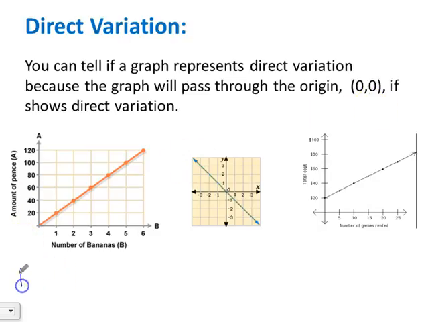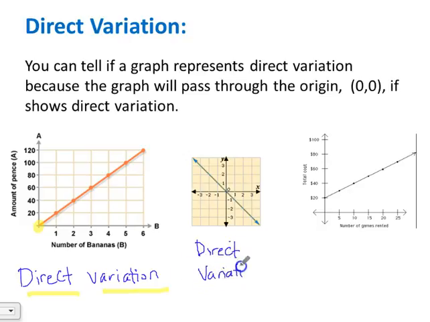If we look here, this first graph does in fact show direct variation because, first of all, it's a line. Direct variation has a constant rate of change, and it passes through the origin 0, 0, which makes it show direct variation. Same with this second example. You can also have direct variation that's decreasing over time. As long as it passes through the origin, it shows direct variation.